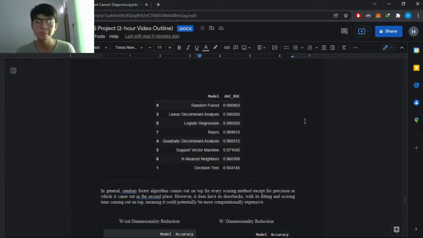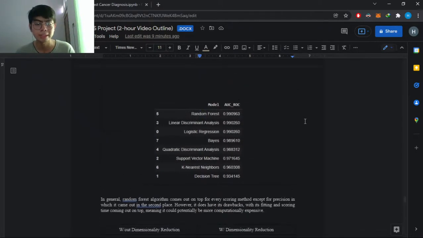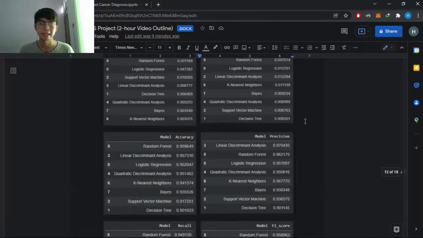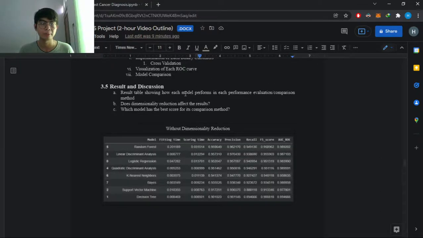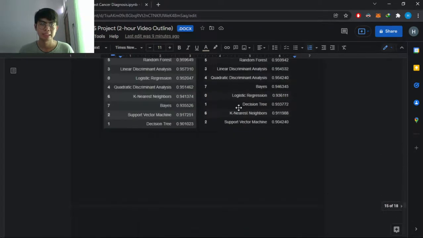Okay, so in general, the random forest algorithm comes out on top for every scoring method except for precision, where it came out in second place. Although it does have its drawbacks, right? With its fitting time and scoring time coming out on top, meaning it could potentially be more computationally expensive. And then let's have a side-by-side comparison to figure out whether or not dimensionality reduction affects the results, right? And we can see.